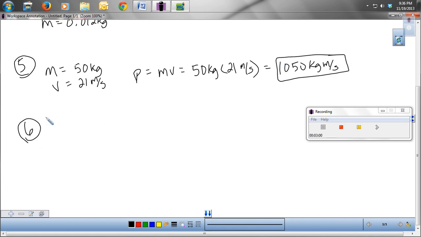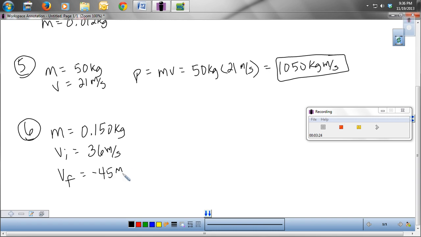Okay, number 6. Number 6 said Reggie Jackson hit a 0.150 kilogram ball. The ball was initially going toward Mr. Jackson, so it was moving at 36 meters per second. The ball was hit by Mr. Jackson, so the direction changed, so I'm going to make that a negative 45 meters per second. And then the ball was in contact with the bat for 0.002 seconds. And they're going to ask me to find the force delivered by the bat on the ball.